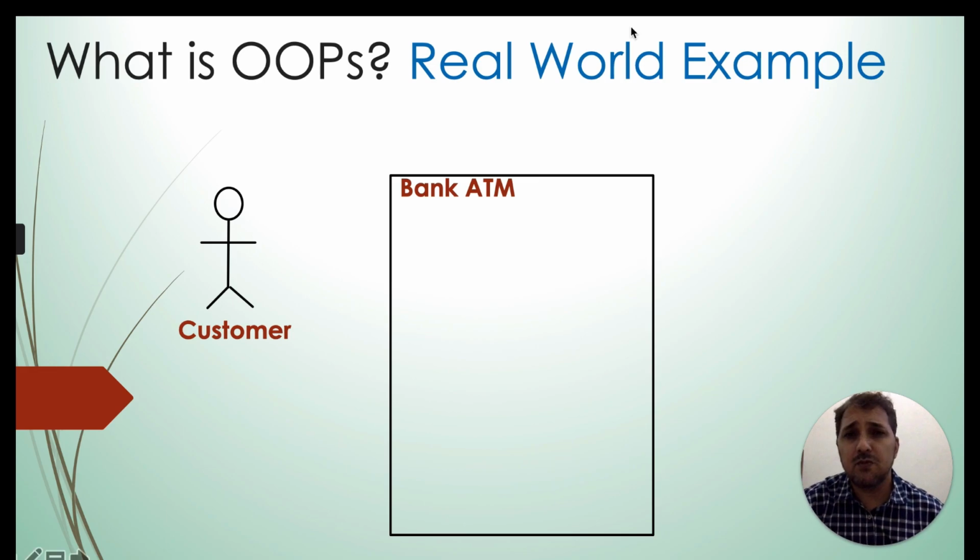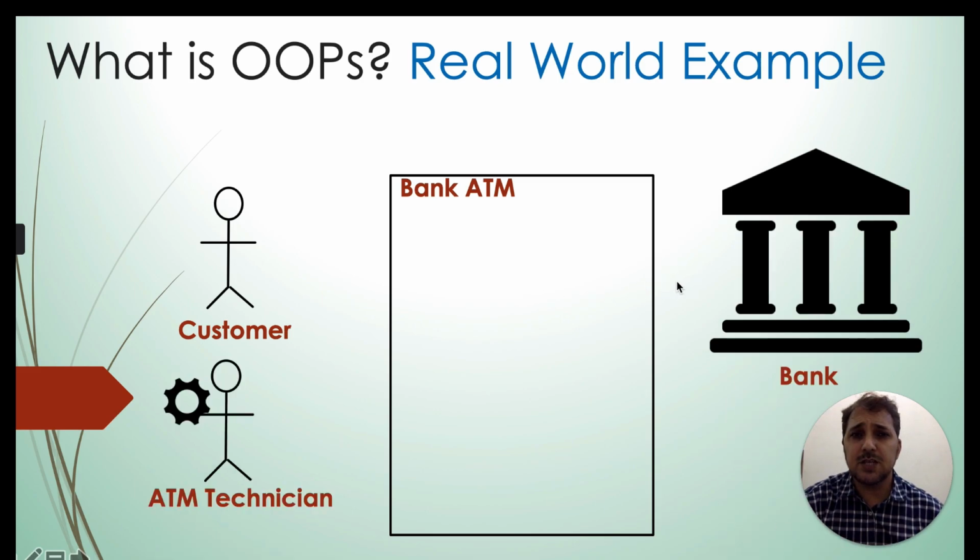For example, if we have an ATM machine, okay, then this ATM machine is connected with the customers and with the technician, and at the back of this ATM machine is a bank. So you see, the customer is an object, and in the same way, another person, the technician, is also an object. The ATM machine by itself is an object and the bank is an object. So you see all these are objects, but they are interacting in different ways.